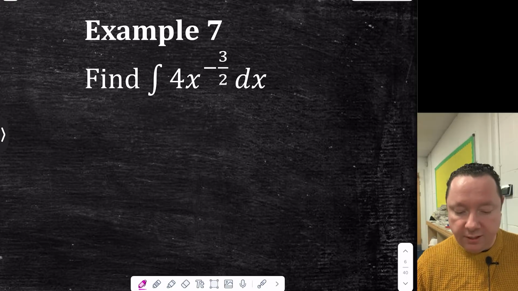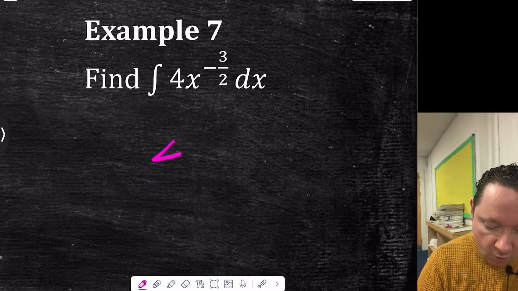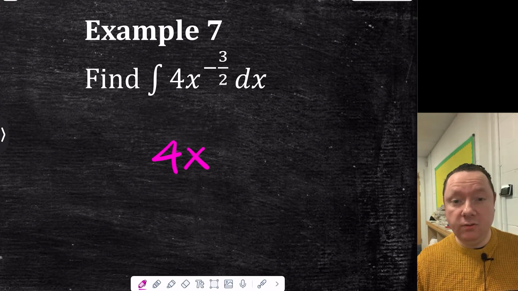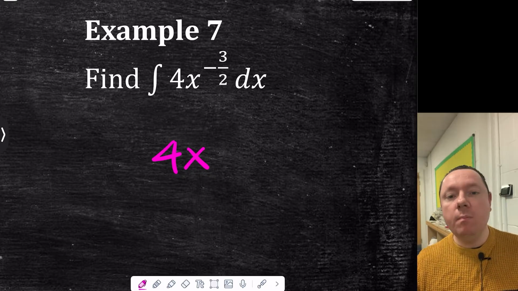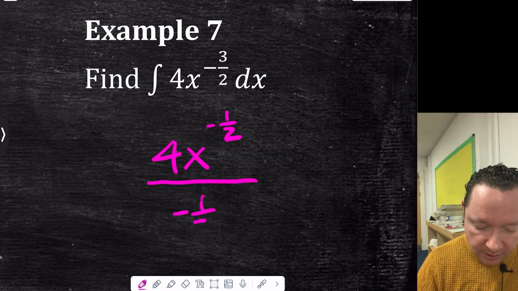Example 7, find the integral of 4x to the minus 3 halves. So the 4 comes along for the ride, I've got x, I need to add 1 to minus 3 halves. Well, 1 is 2 halves, so I need to add 2 halves to minus 3 halves, which gives minus 1 half. So that's x to the minus a half. Divide by the new power, that's minus a half again, plus c.